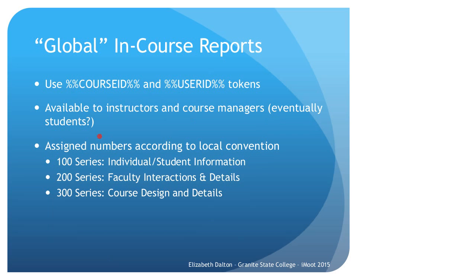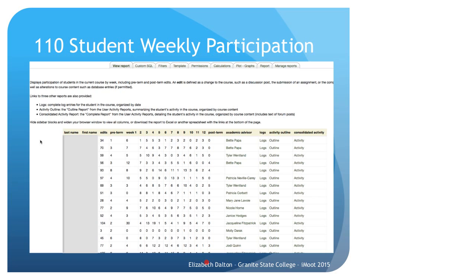We started by just making up a numerical system to organize our reports. This helps make it easier to discuss reports with different people and direct them to the right report. So our local convention is reports in the 100 series contain individual or student information. The 200 series contains interactions between faculty and students, and the 300 series contains course design and details for an individual course level. As I'll show you, we also have site-wide reports that pull up course design and details, but at a broader level.